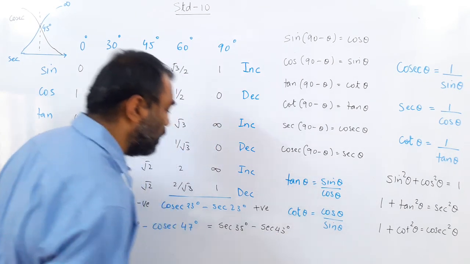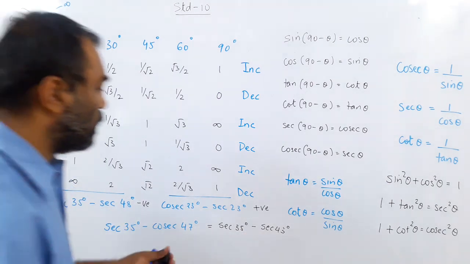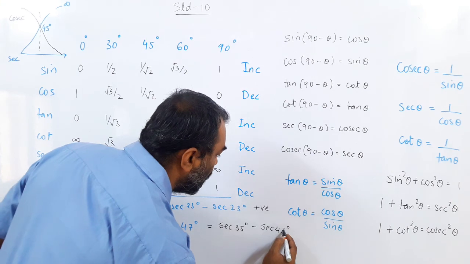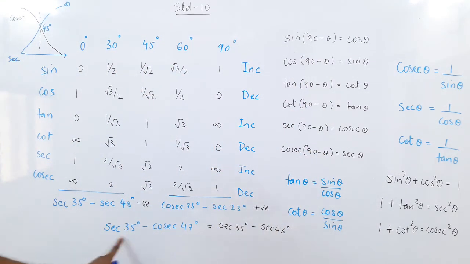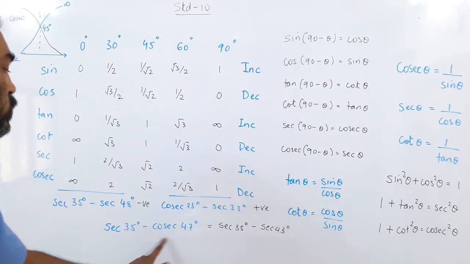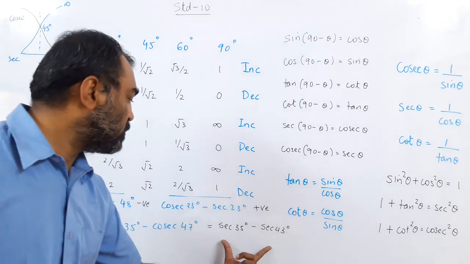So what step have I done here? I have converted the cosec into sec. Okay? And how did I do that? By using the complementary relationship. So sec 35 is kept as it is. Cosec 47 has become sec 43. Now both are in sec.